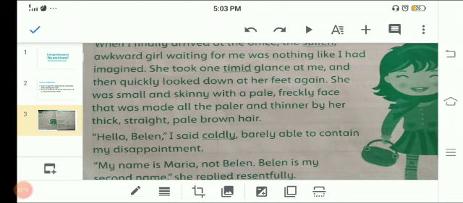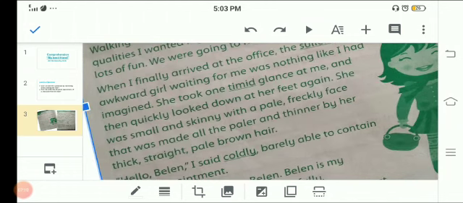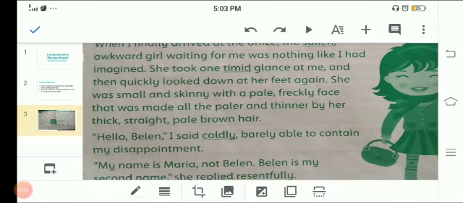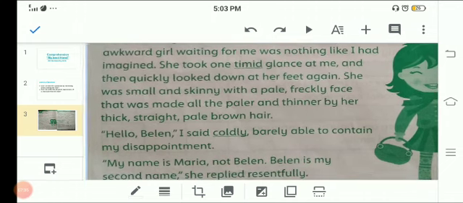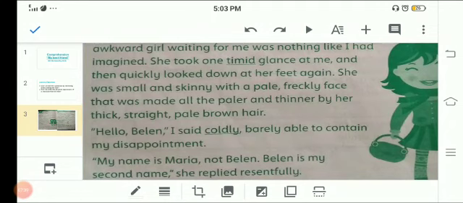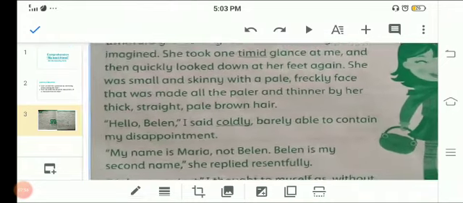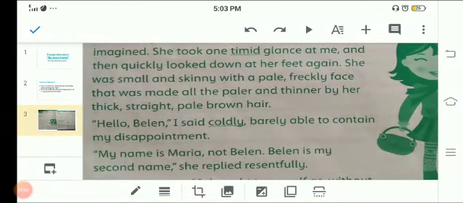She was small and skinny. Skinny means she was weak, she was not quite healthy, with a pale, yellowish or colorless face, you can say. She was small and skinny with a pale, freckly face. Freckly means having some spots or pimples on the face. So her face was freckly, and she was looking small and skinny, and all paler and thinner because of her thick, straight, pale brown hair. Okay, her hair was thick, straight, and also pale brown. So she was looking very pale and thin, as her hair was also very pale brown. Fine.